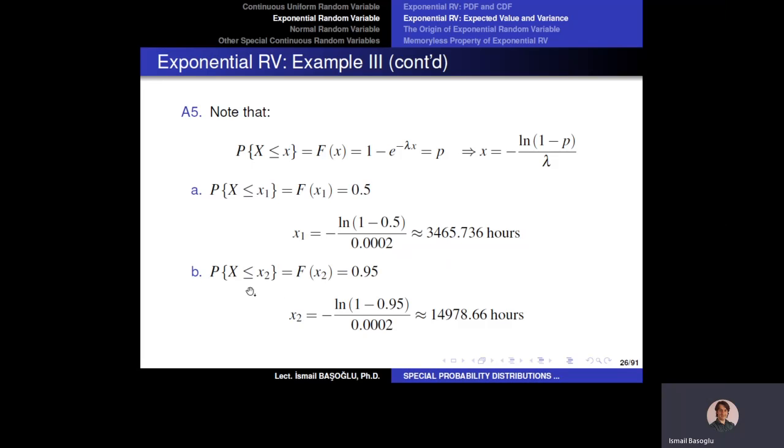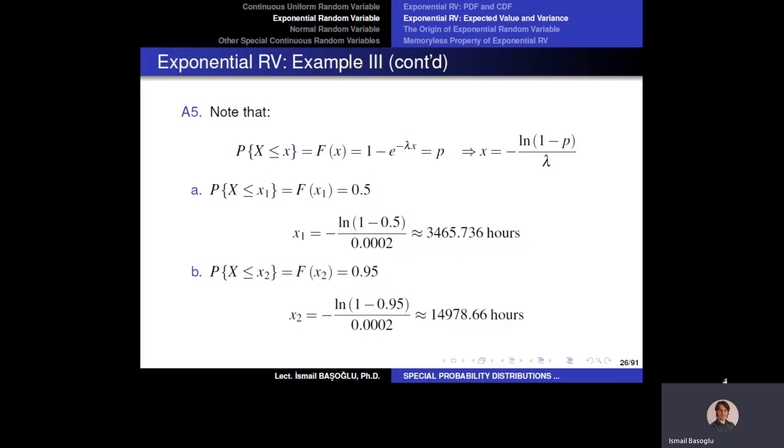Okay? Similarly, we are interested in a certain lifetime for which 95% of the light bulbs in this production lot will have a lesser lifetime. So we plug this 0.95 again into this inverse CDF, and we compute 14,978. So this means 95% of the light bulbs in this production lot will have a lesser lifetime than this, and only 5% of the light bulbs will exceed this lifetime.